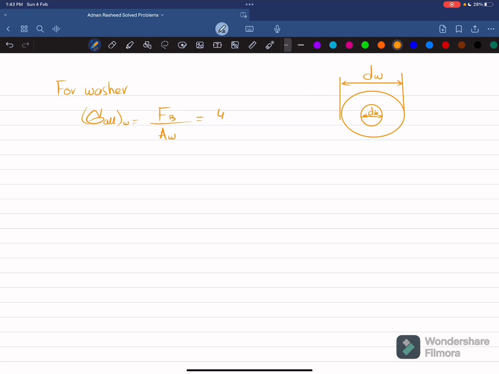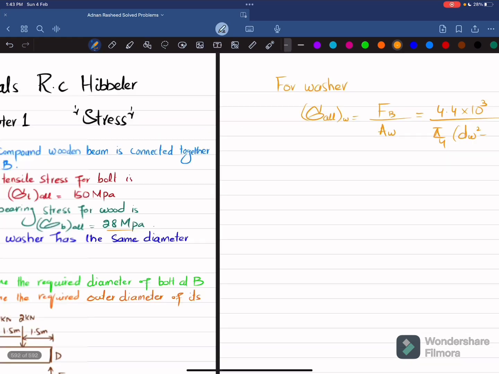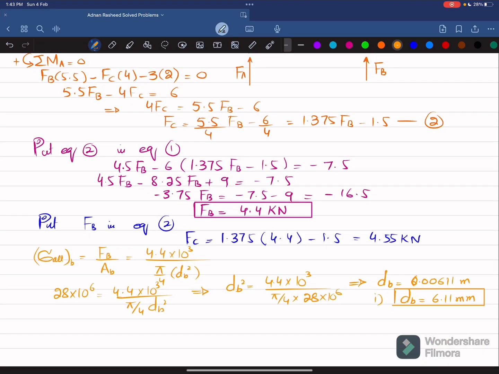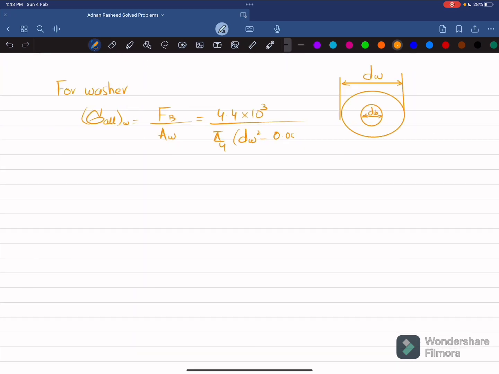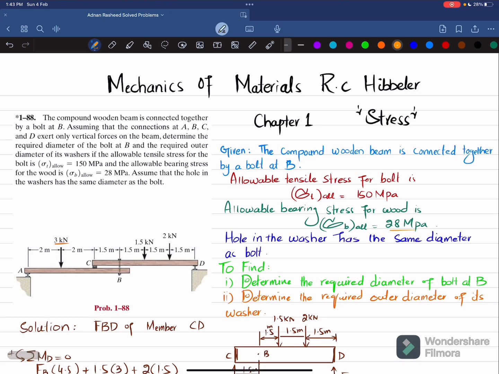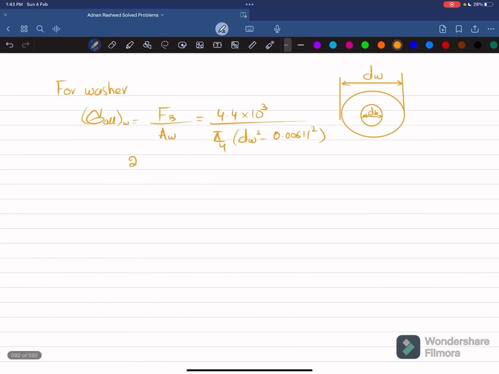Clear? So FB is 4.4 kilonewtons, so 4.4 into 10 to the power 3, and the area of the washer is pi by 4 into dW square minus dB square. The diameter of the bolt in meters is 0.00611, so 0.00611 square. And the allowable stress for the wood is 28 megapascal. So 28 into 10 to the power 6 is equal to 4.4 into 10 to the power 3 divided by pi by 4 into dW square minus 0.00611 square.